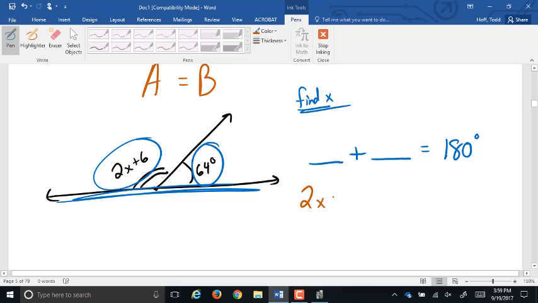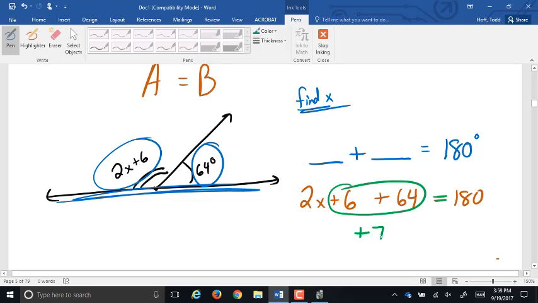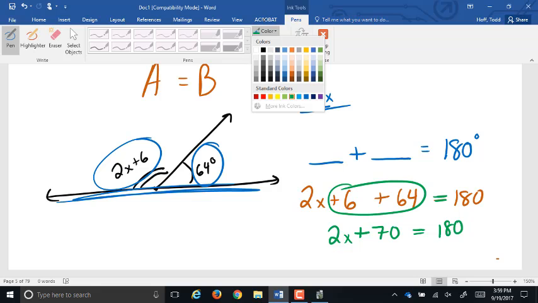So 2x plus 6 plus, now I'm going to drop the degree symbols just so we can work with them here, plus 64 has to equal 180. Now to solve this, I see the variables on the left side, but there are things I can combine. So the positive 6 and the positive 64 make positive 70. So the 2x is still there, so I have 2x plus 70, and I haven't done anything on the right side yet, so that's still 180.